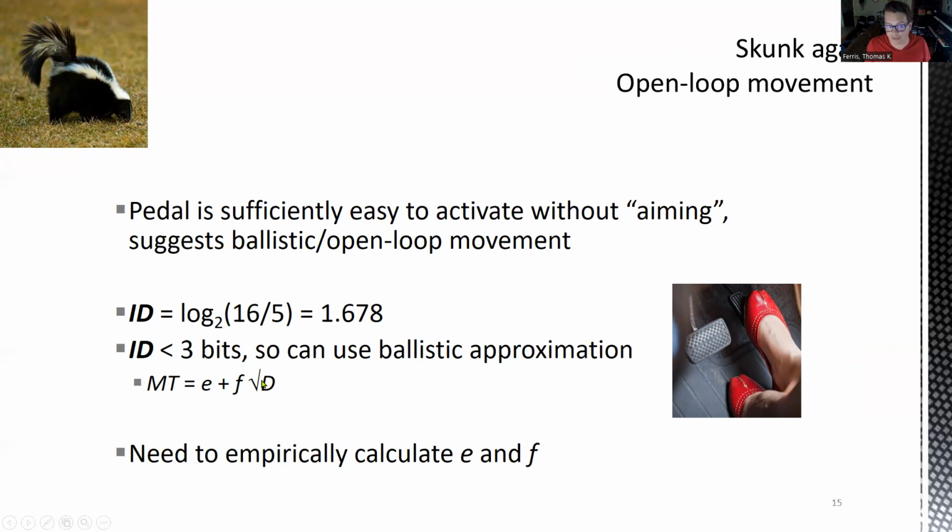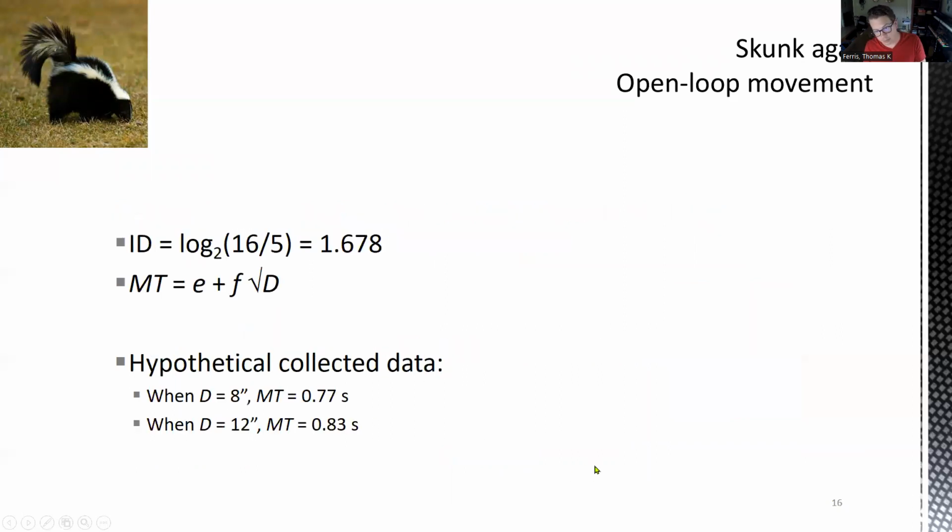So I know it's E plus F square root of D. Now, I don't know what E or F are yet, and here's where it gets really important to collect your own data to be able to figure out what those are. So to calculate E and F, let's imagine we did this. Let's just pretend I got somebody in our driving simulator, and I measured that distance, and I said, okay, at any point that you might see this skunk or something, when I tell you to move your foot over, we're going to measure how long it takes for you to get to the brake.